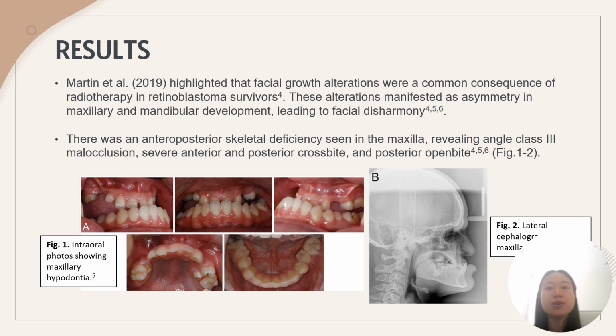There's an anterior-posterior skeletal deficiency seen in the maxilla, revealing an angle class 3 malocclusion, severe anterior and posterior crossbite, and posterior open bite, as you can see in this figure on the left. The disrupted growth patterns often resulted in malocclusion, affecting occlusal relationships and contributing to functional challenges.